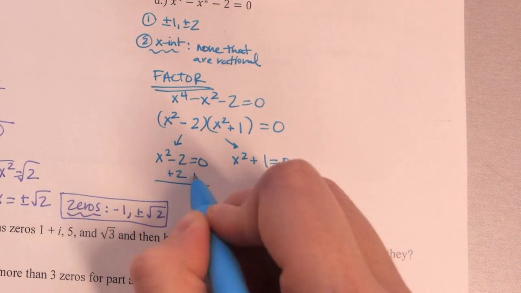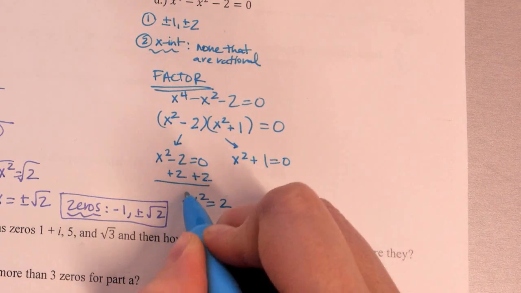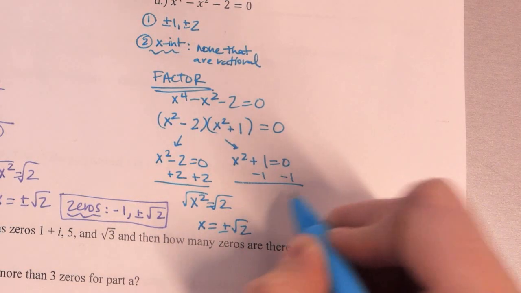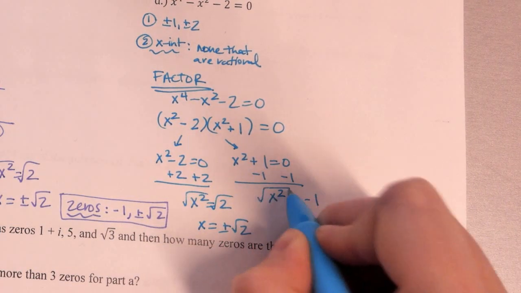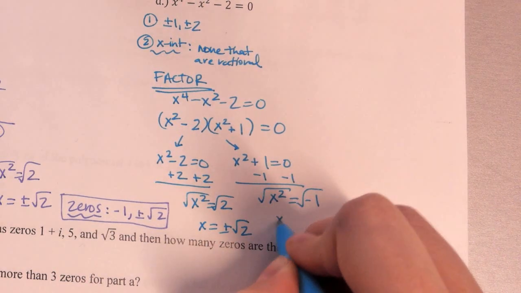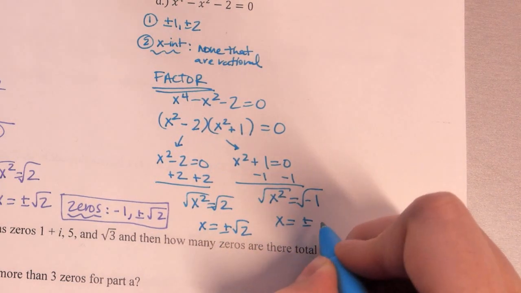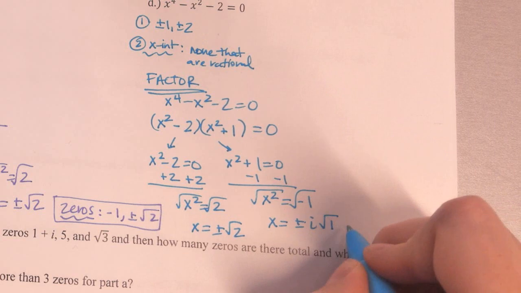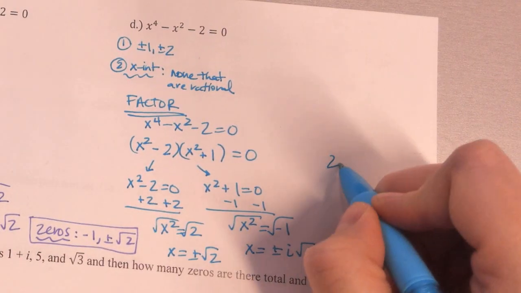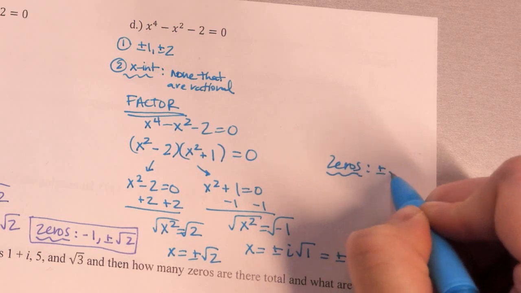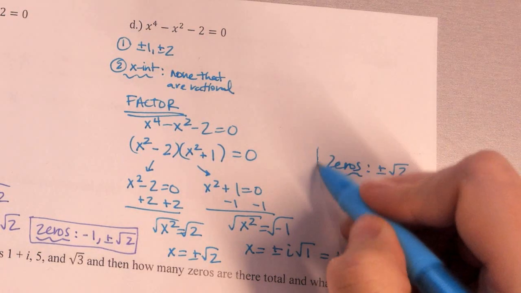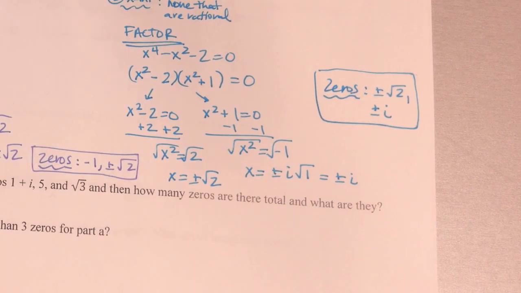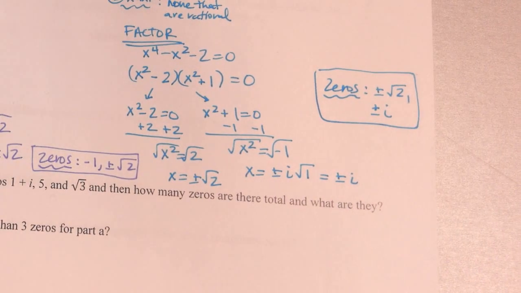So we're going to add 2 to both sides. x squared equals 2. Take the square root. x equals plus or minus root 2. And then for this one, you have a negative. If you take the square root of a negative, what has to be in your final answer? i. Now, some people put plus or minus i root 1. What's the square root of 1, though? 1. So this is plus or minus i. Okay, so your 4 zeros are plus or minus root 2, and they are plus or minus i. Okay, so you do have to simplify that part. You do have to simplify the square root. Okay?